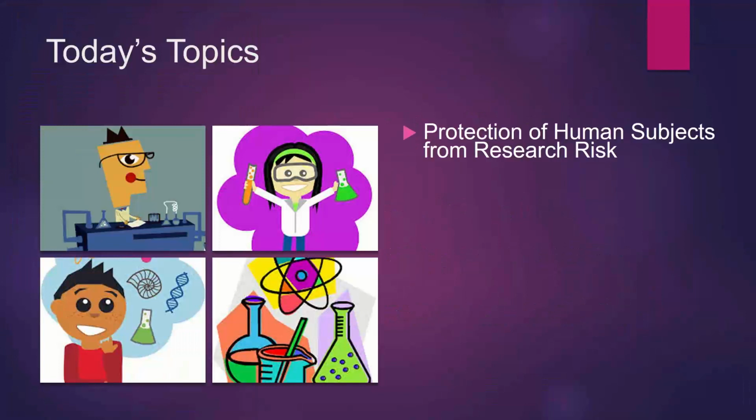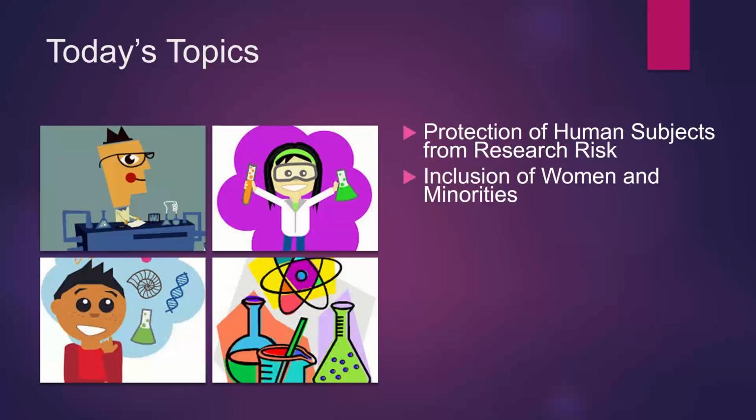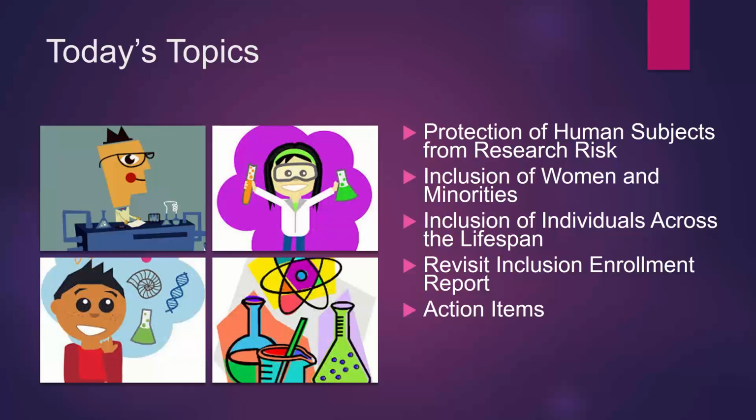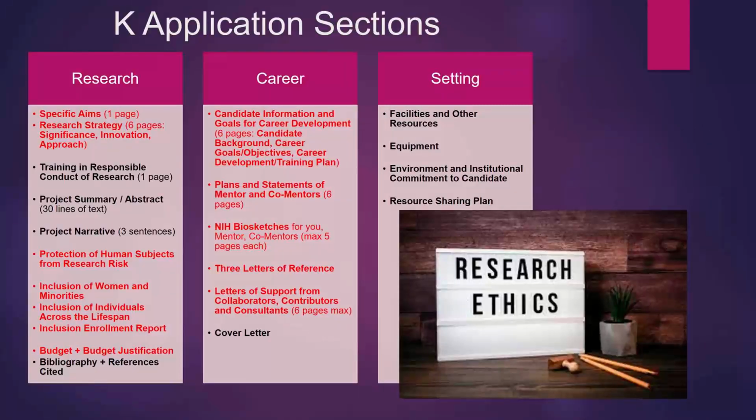So today's topics are the protection of human subjects from research risk, which is a huge section to write, inclusion of women and minorities, inclusion of individuals across the lifespan, and then we're going to revisit the inclusion enrollment report and homework. So almost done with career, and we're going to check off a few more bullet points from research today.